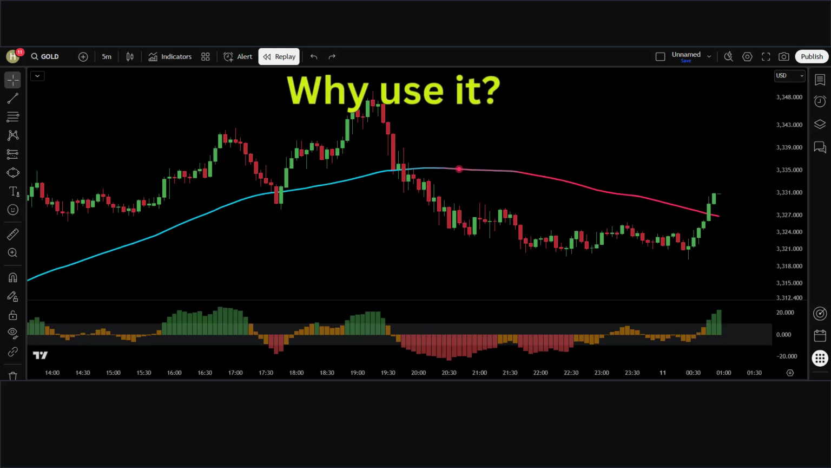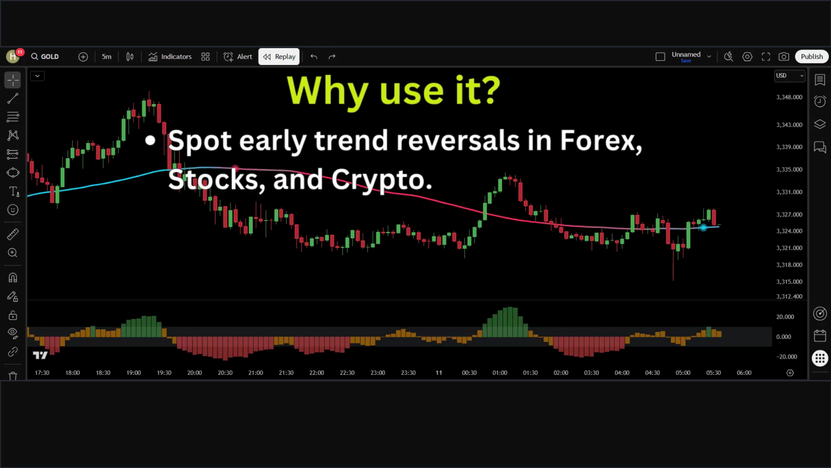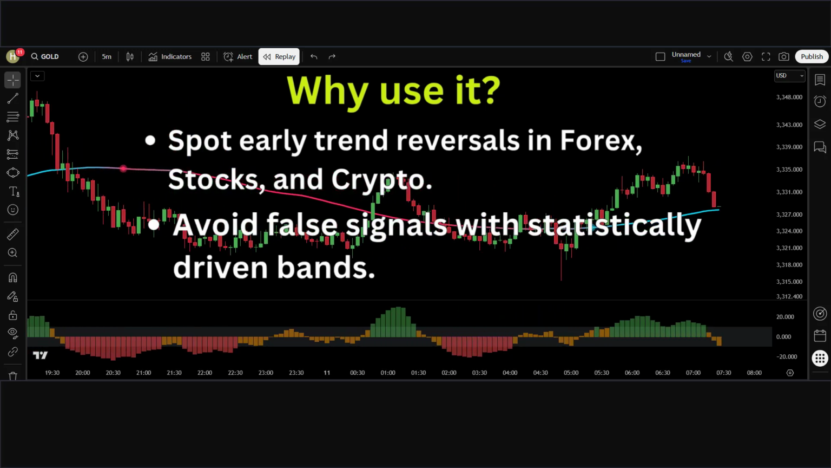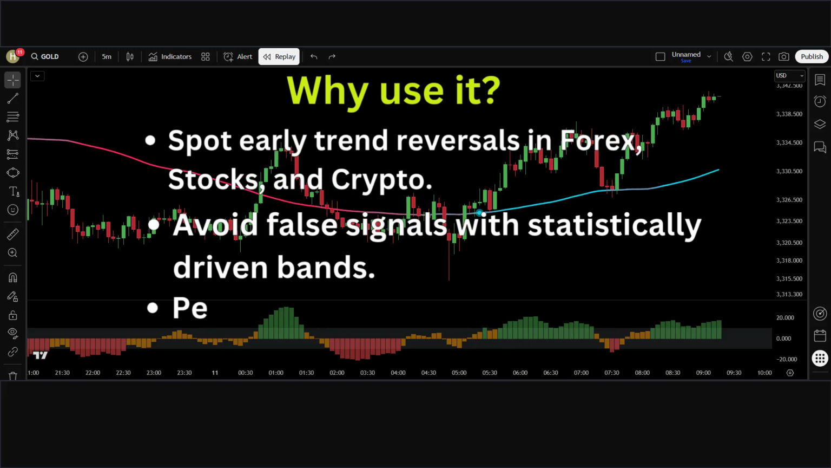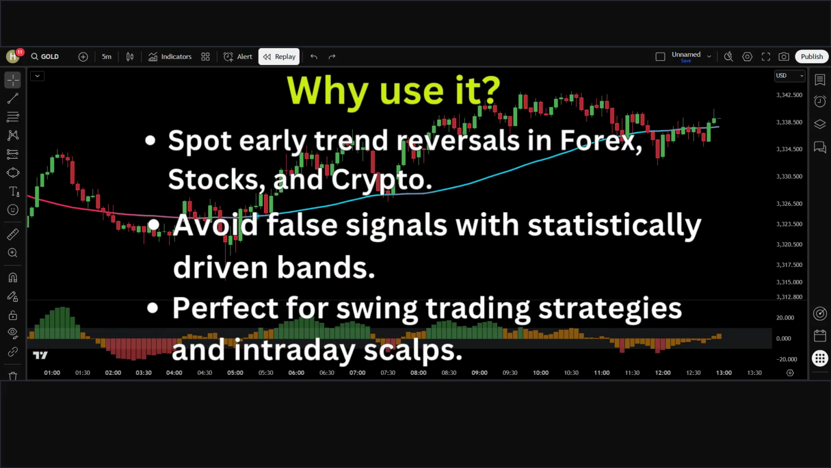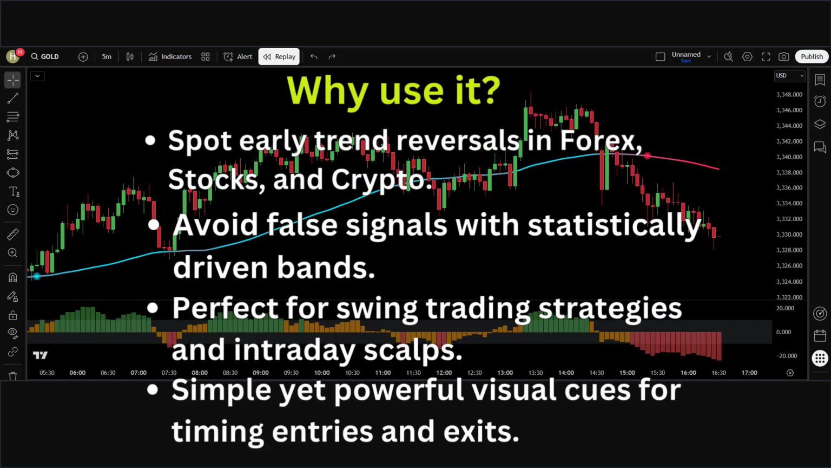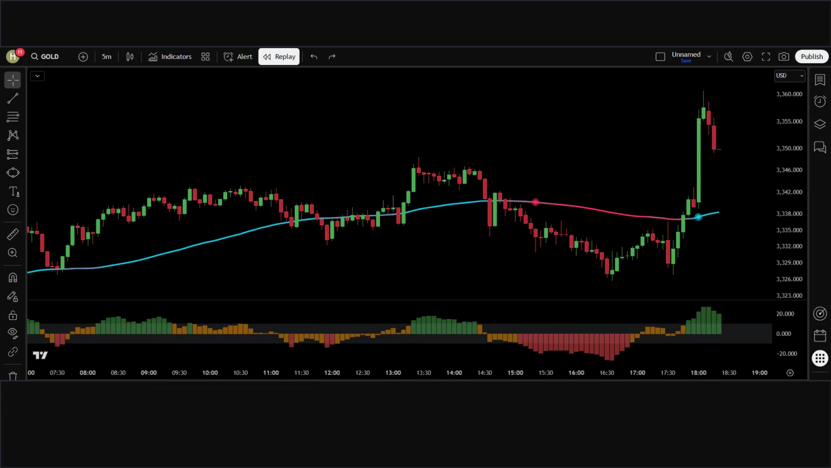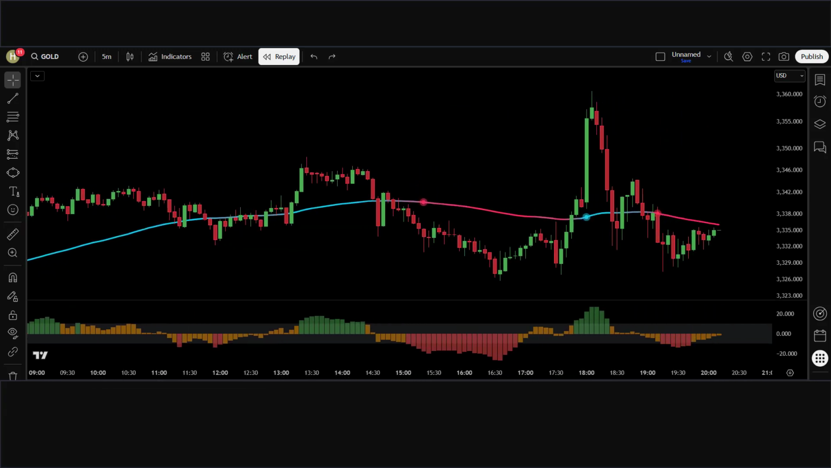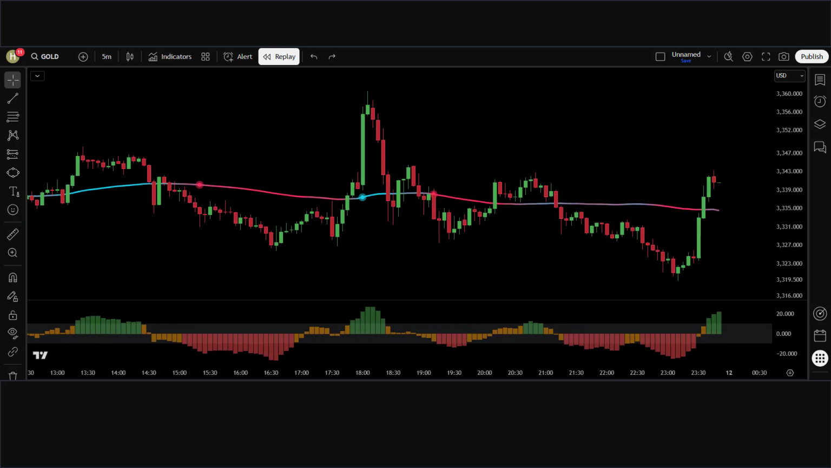Why use it? Spot early trend reversals in Forex, stocks, and crypto. Avoid false signals with statistically driven bands. Perfect for swing trading strategies and intraday scalps. Simple yet powerful visual cues for timing entries and exits. Whether you're a beginner or advanced trader, the deviation trend profile indicator offers the best indicator for swing trading and short-term trend plays.